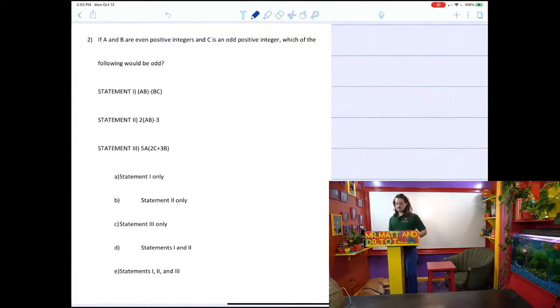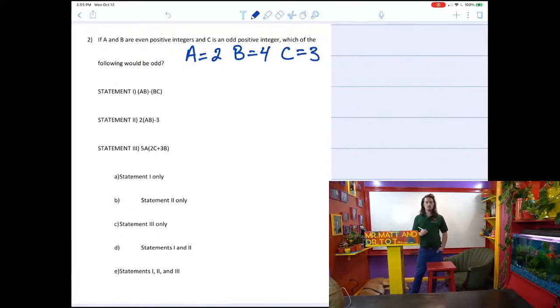Okay, so let's look at statement number 1. We have a times b minus the quantity b times c. And a and b are even positive integers, and c is an odd positive integer. So we could say, for example, a is equal to 2, and b is equal to 4, and then c is equal to 3, because a and b would both be positive even integers, and c would be a positive odd integer.